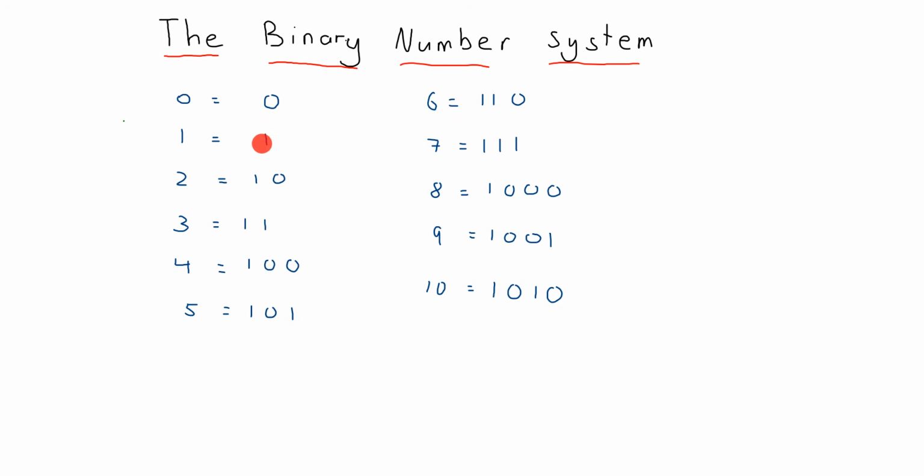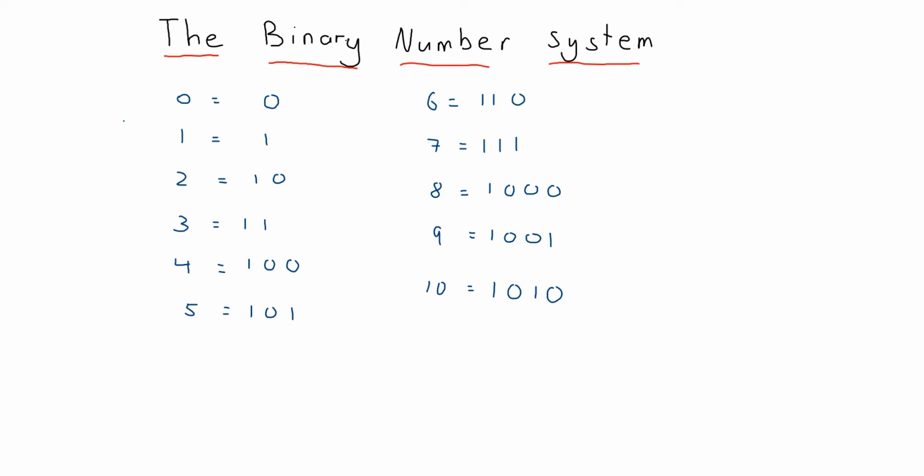So 2, I can't use a new symbol for 2, so I've got to then move up to the next column. So instead of having a 1's column and a 10's column, I've got a 1's column and a 2's column. So this is a 2 and a 0 is 2. This is 2 here because it's a 1 in the 2's column, and this is a 1 here because it's a 1 in the 1's column. 2 and 1 is 3.